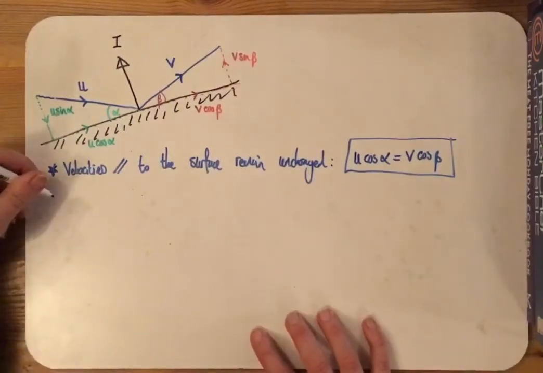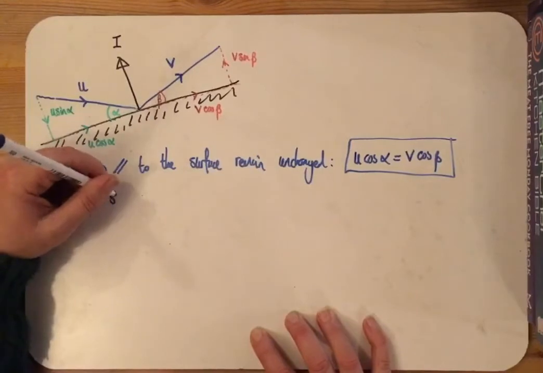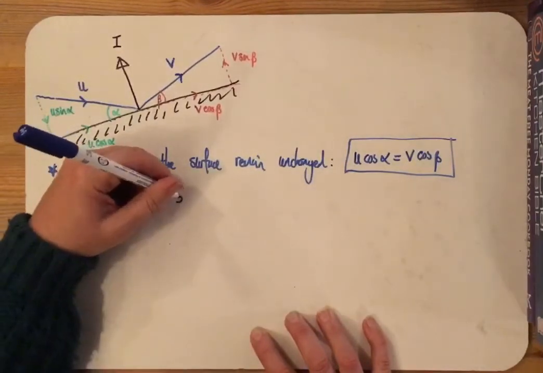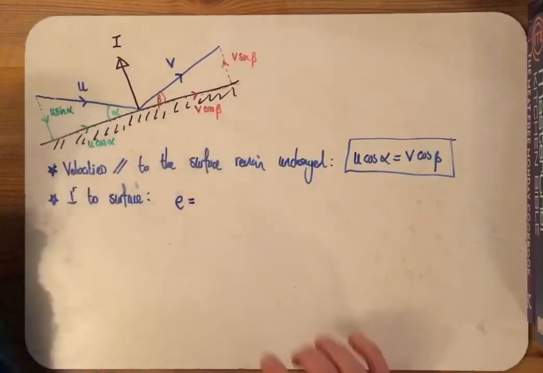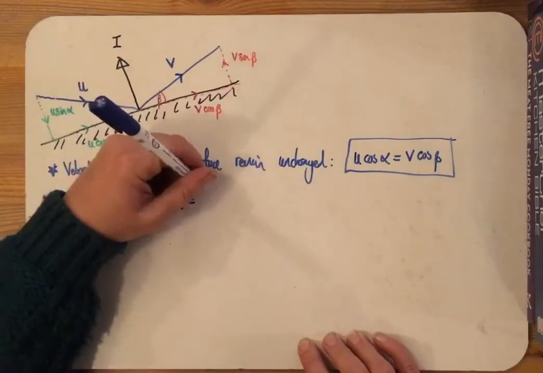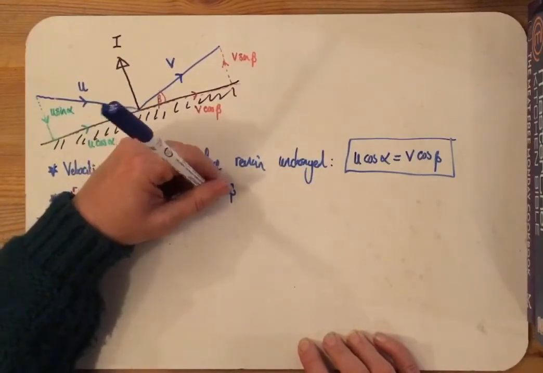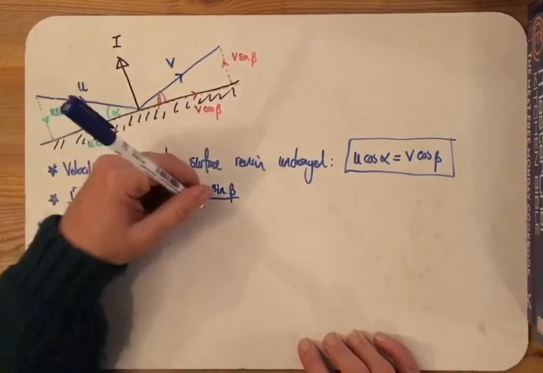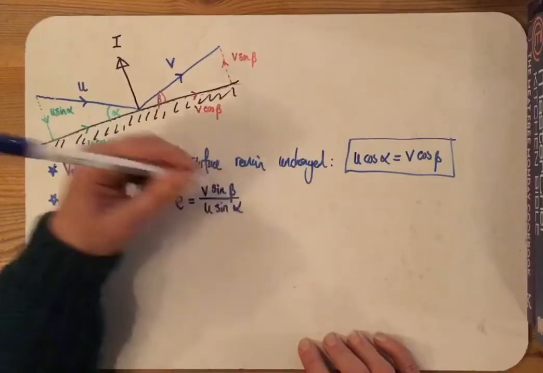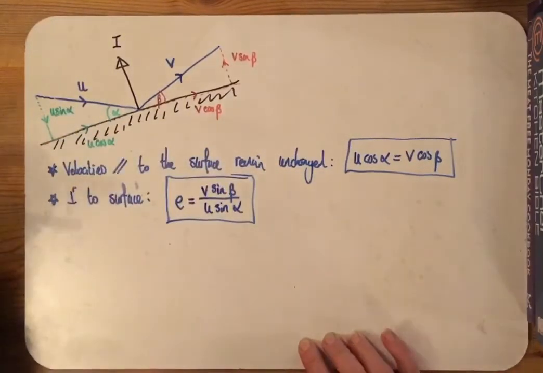Perpendicular to the surface, we can bring in restitution. And so E, the coefficient of restitution, is the speed of separation, which is v sine beta, over the speed of approach, which is u sine alpha. So we're dealing with speeds, not velocities here. And so that's our little formula for restitution.